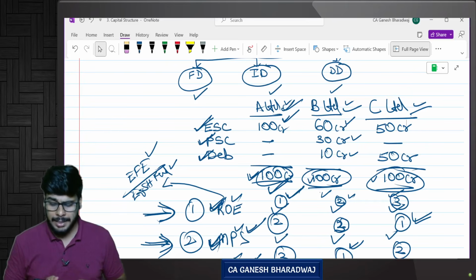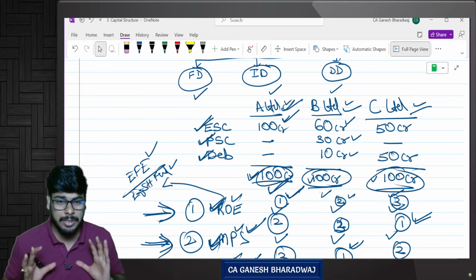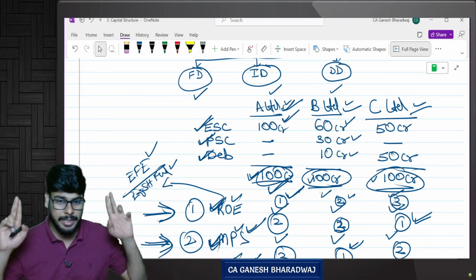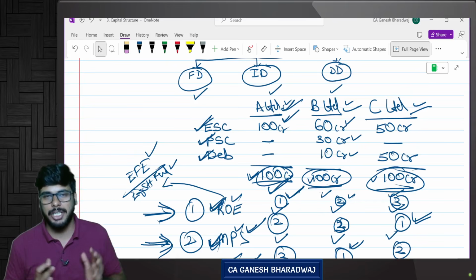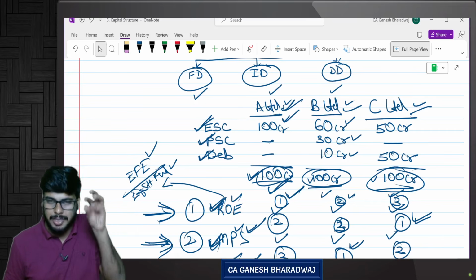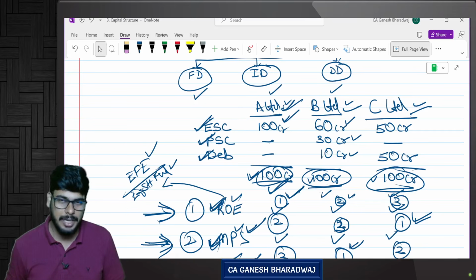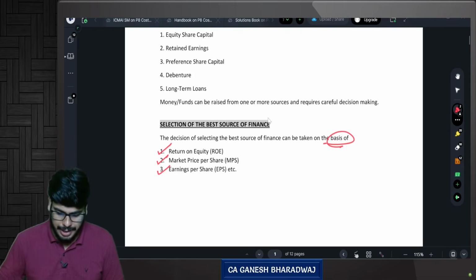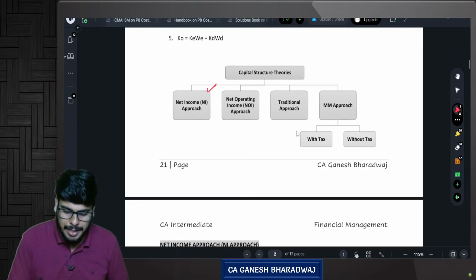Then there is the second part to this particular chapter, which is the most important part and supposedly the complicated part for many students. In my past interaction with students, I've seen that they struggle in this particular part of this chapter, which is called capital structure theories. In capital structure theories, a total of 4 theories we will be seeing.